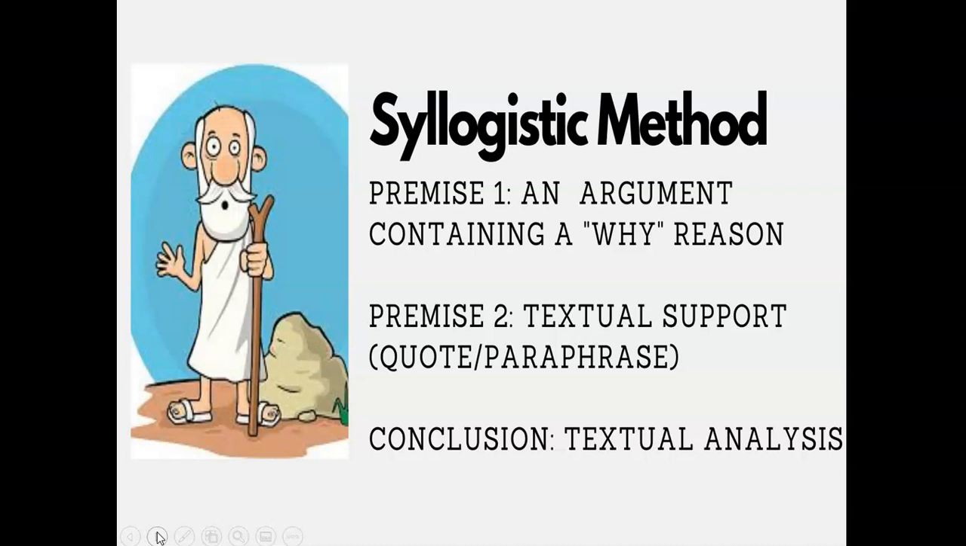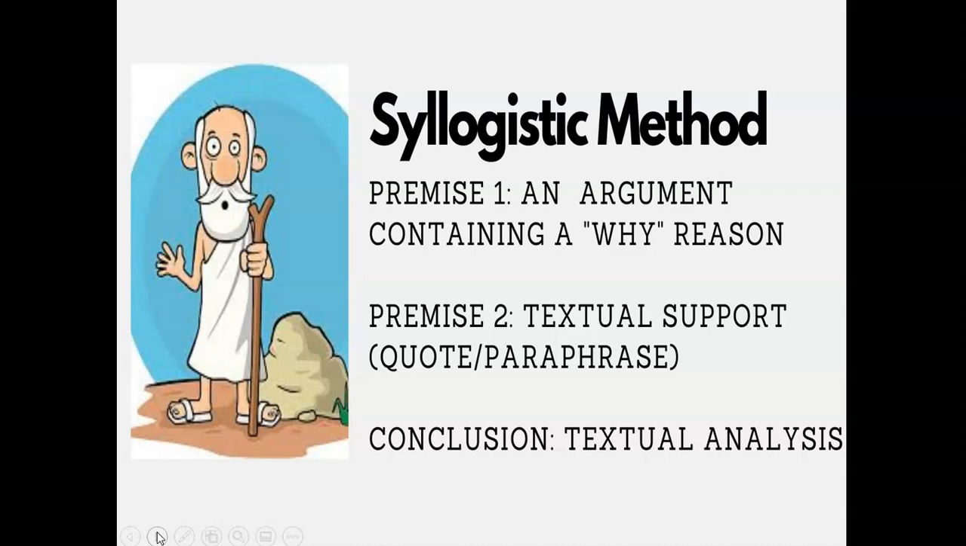So the second premise is going to be the textual support, and it's the teeter-totter balance of quoting and paraphrasing. And the conclusion is the textual analysis. I always tell my students, if they are sustaining a line of reasoning, a clear line of reasoning, that the first premise is a promise. You got to shake hands with that brother when you get to the end of your syllogistic body paragraph and make sure you bring it all the way back.